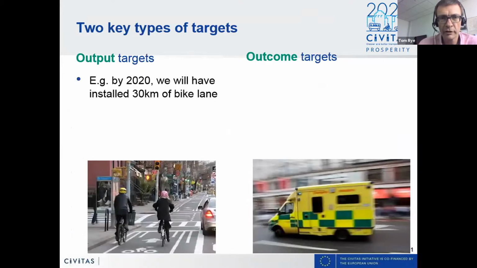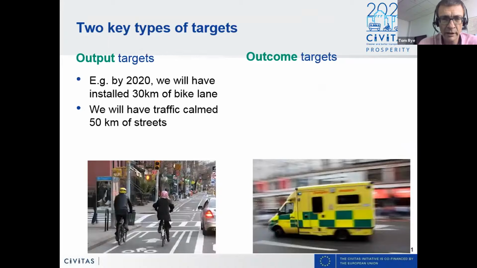Two key types of target. Output targets. So an output target is, there's two examples here, one related to active mobility, one related to road safety. So by 2020, we will have installed 30 kilometers of bike lane. Obviously, if you already have 30 kilometers of bike lane, then you're saying, well, we've installed a further 30 kilometers of bike lane, or we will have traffic calmed 50 kilometers of streets. You might want to be more specific about the nature of the traffic calming.